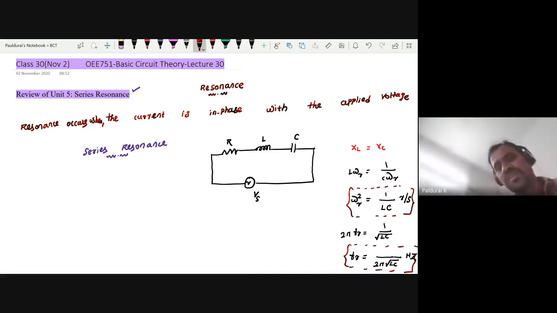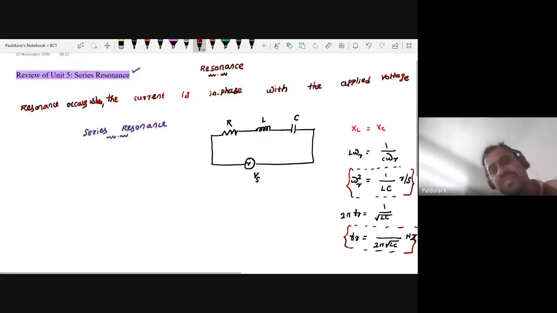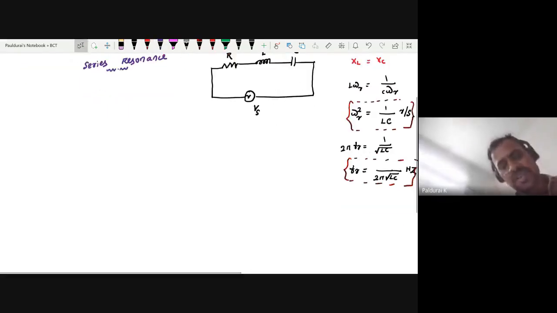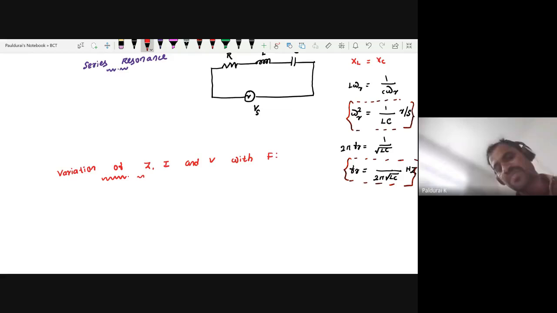So we started with series resonance. First we found the resonance frequency in terms of radian per second and hertz. After that, we discussed the variation of three things: first impedance, next current, and finally voltage, with respect to frequency. So the variation of Z, I, and V.